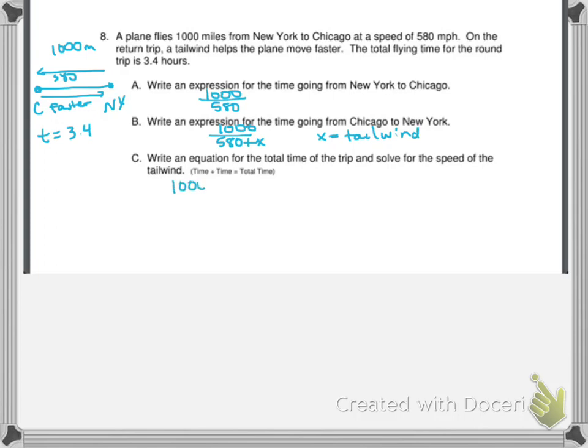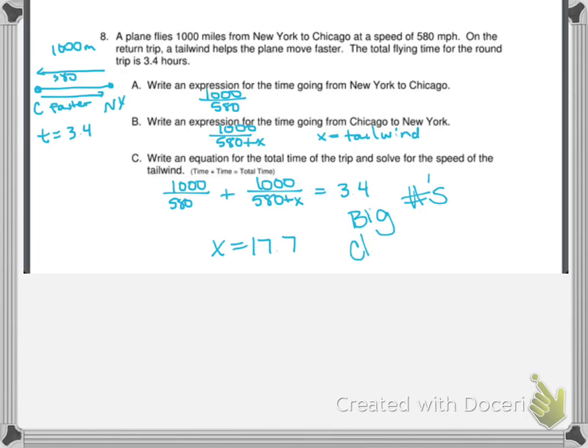So once again, this is a lot of big numbers. The equation is 1,000 over 580 plus 1,000 over 580 plus x equals 3.4 hours. The answer key is posted on Edmodo, so you might want to check there. I would try to work this by yourself first, and then check with the answer key. But the answer is 17.7 miles per hour faster, so the tailwind is 17.7 miles per hour. Check the answer key, because like I said, it's a lot of work and big numbers.